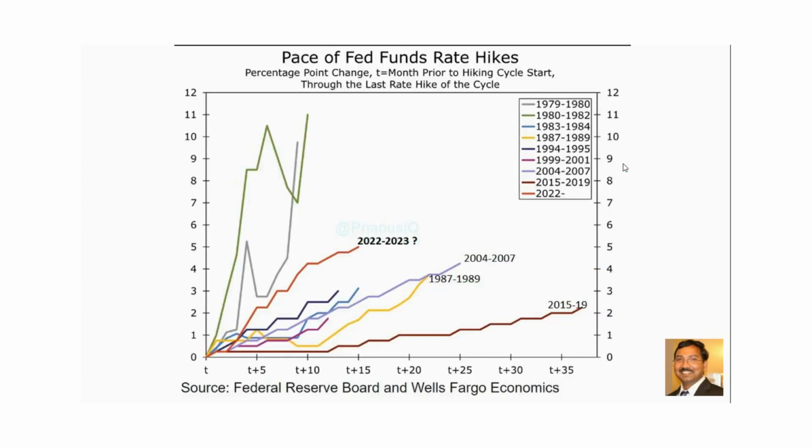This is the history of the pace of Fed fund rate hikes. Out of 9 times, only three times, like 2004 to 2007, 1987 to 1989, and 2015 to 2019, the Fed raised the interest rates continuously. I mean, not continuously, they dropped a couple of times and again raised. Right now it's around 15 months that the Fed has been hiking the rates, from 2022 to 2023. So will they pause the rate hike this month or will they continue? We will know pretty soon.